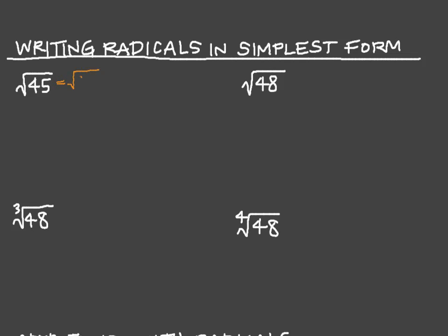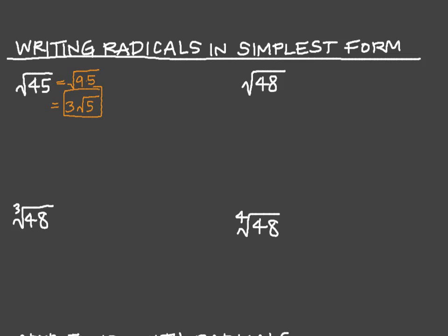So that would be 9. That's the biggest perfect square that I can think of that goes into 45. And then I write down 9's partner. It goes in 5 times. All right, and the square root of 9 is 3, so that comes out of the square root, and the 5 stays behind. And that's it. That's simplifying the square root of 45.